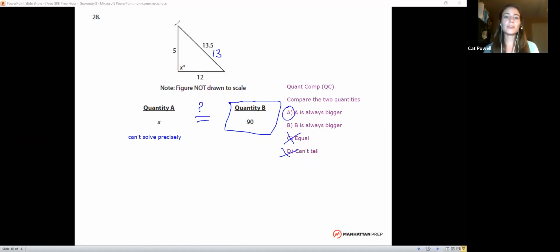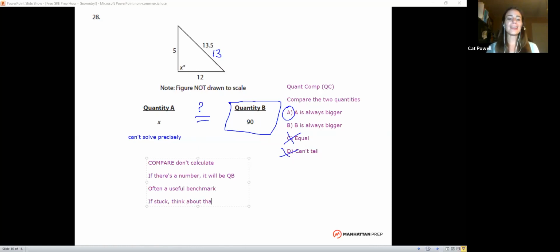So this here is a really useful lesson that you can apply not just to geometry, but to all of QC. Compare, don't calculate. Always focus on comparing, rather than on having to solve for things precisely. And if there's a number, it will be in quantity B. And it's often a useful benchmark. So if stuck, think about that number. Ask what would be true if quantity A equaled quantity B. And even if you have a quantity A that you can't calculate, like here, often you can use that number in quantity B to still be able to answer. Plus, sometimes it'll just make it faster.